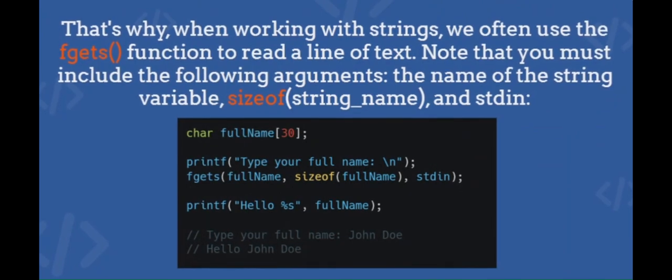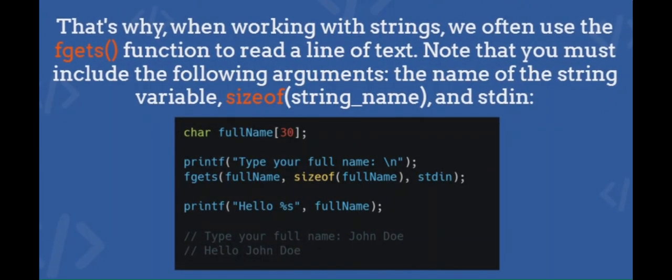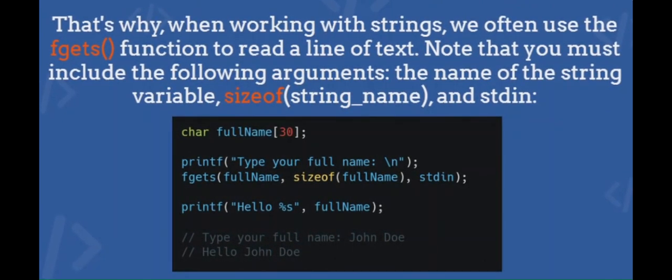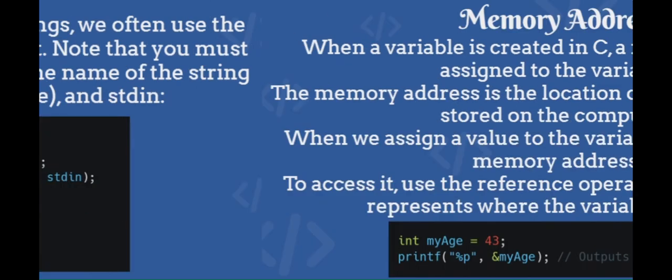That's why, when working with strings, we often use the fgets function to read a line of text. Note that you must include the following arguments: the name of the string variable, sizeof(string name), and stdin. Use the scanf function to get a single word as input, and use fgets for multiple words.